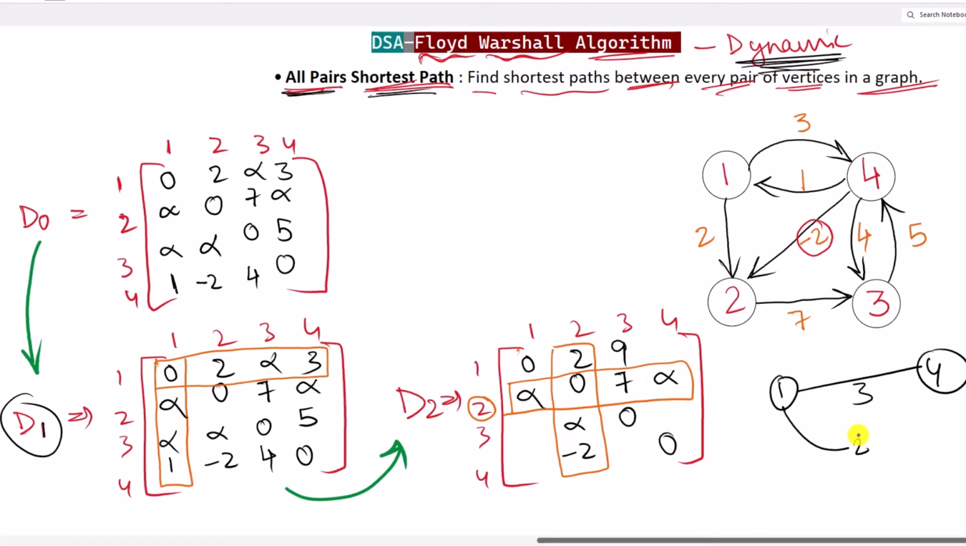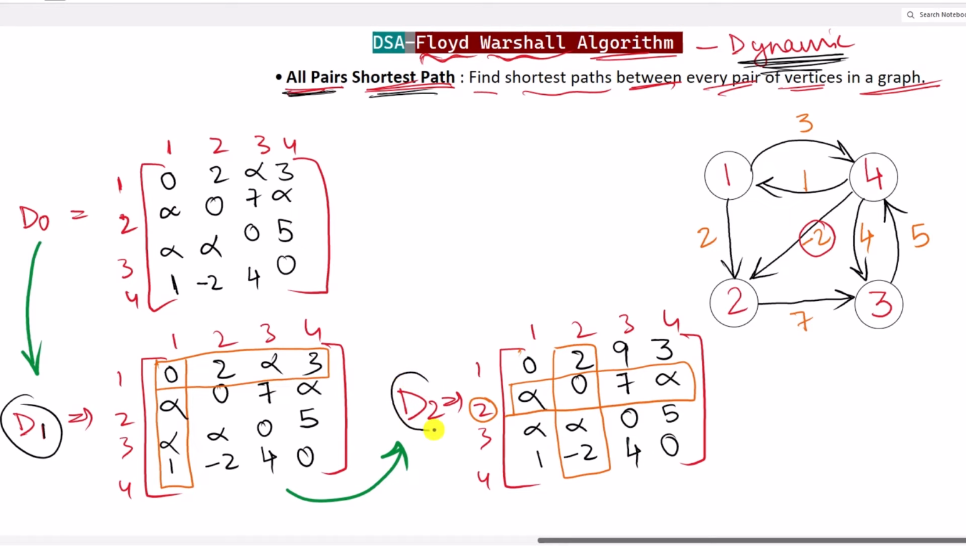Now we're gonna take the vertex 2 as the intermediate, so from 1 to 2 we have the cost 2, from 2 to 4 there is no direct edge, so it will be infinite. So because 3 is better than infinite, here we're gonna take 3. So this way we're gonna fill all of these positions by taking 2 as the intermediary. So we're done with the matrix D2.